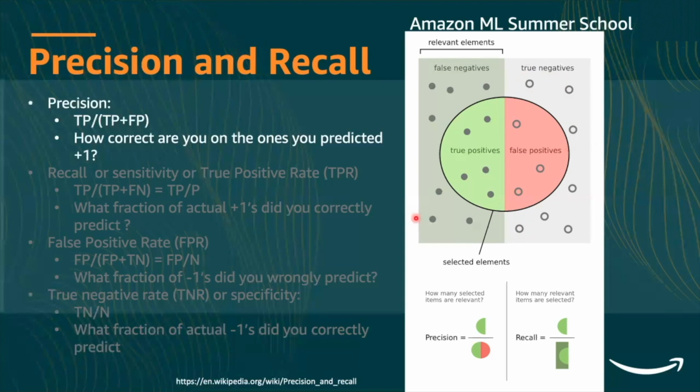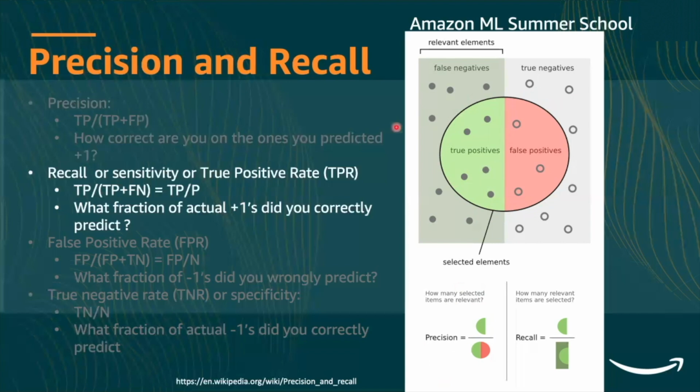Okay, so we'll compute the following metrics such as precision, recall, false positive rate, true negative rate, and so forth. So let's talk about what precision is. Precision is basically how correct you are on the ones you have predicted as positive. Take this pictorial example, which would be really helpful in understanding. Precision is this green semicircle to this complete circle, which says how many actual positives it predicted out of the total positives it predicted. So this is precision.